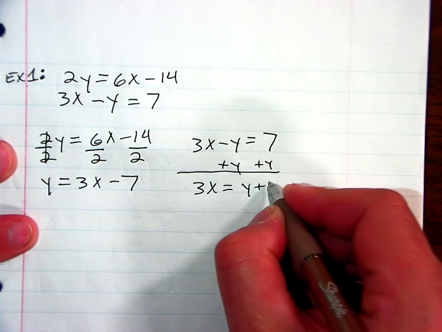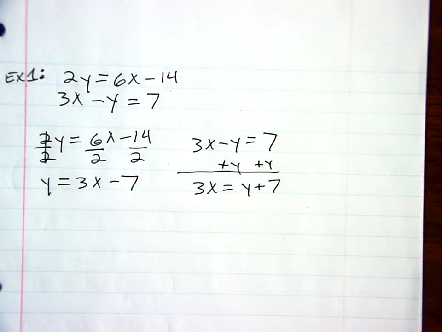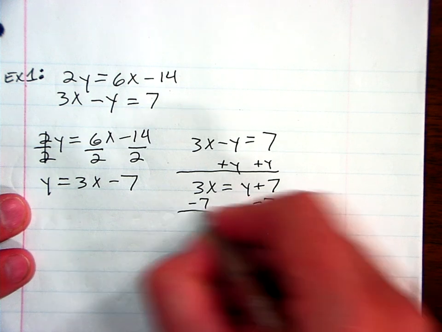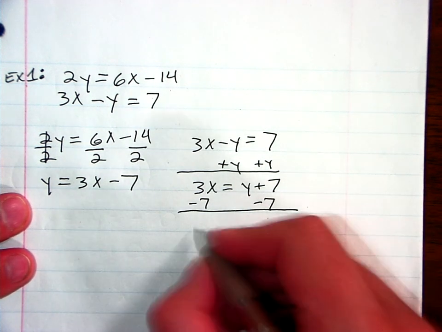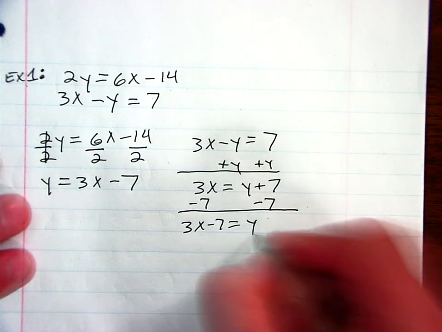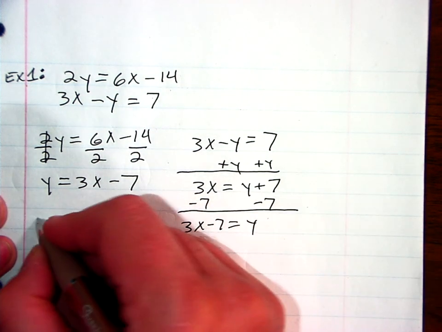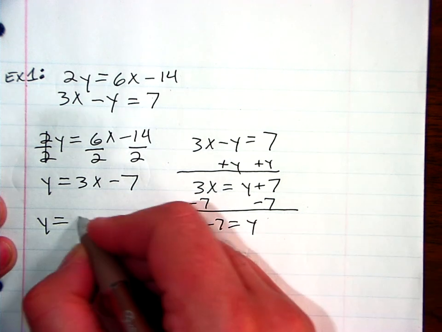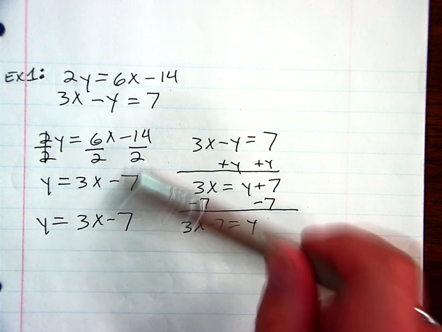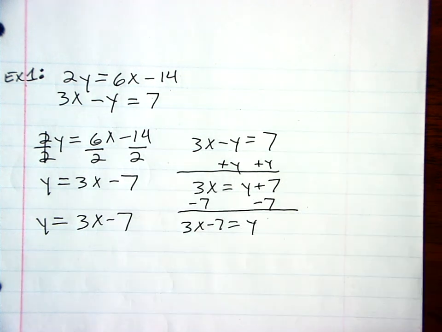And I would put the y in front. It doesn't really matter, but because we're about to get rid of this 7, because we want the y by itself. How do I get rid of a plus 7? Now I would put the y in front. So 3x minus 7 equals y. So I'm just going to rewrite it over here with the y in front. 3x minus 7. And what do you notice about these two lines? They are the same line.